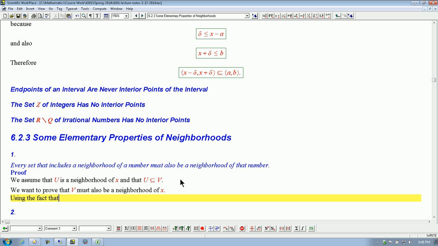Using the fact that U is a neighborhood of X, what does it mean? It means we are given that there exists delta greater than 0. So when something exists, what's the next word? Choose. If you know the language, the proof will begin to write itself for you.